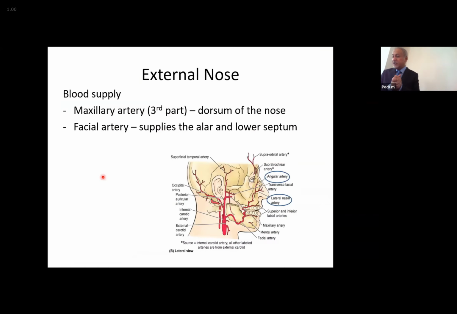Now if you look at the external nose, the blood supply of the external nose is coming from the third part of the maxillary artery. The third part of the maxillary artery will finally terminate as the infraorbital, and that's where it will form those lateral nasal branches which are supplying the dorsum of the nose. Okay, the facial artery also supplies the alar region and the lower part of the septum. When the facial artery is passing along, remember we talked about the facial artery and its tortuous course. You can see it there, and that's where you can feel the pulse of the facial artery. And the facial artery is also supplying the lateral, the external nose with different branches. Now I want you to look at these branches which are supplying the upper lip. From there you will have branches which will supply the nose. Okay, that makes sense.